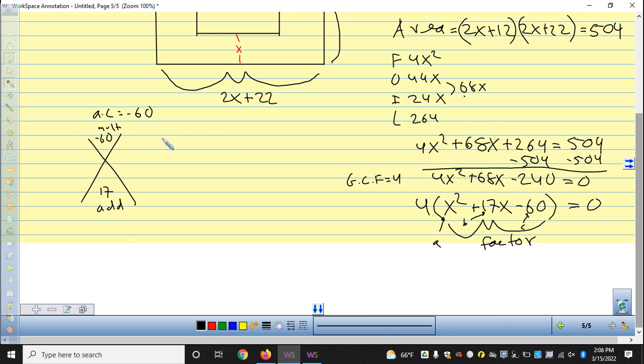So factors of 60. So I'm going to do those here. 60 is 1 times 60. Well, that's not going to get us to 17. 2 times 30. Well, that's not going to get us to 17. 3 times 20. Oh, that could get us to 17. 20 minus 3 is 17. And we know this has to be a positive and a negative. That's the only way we're going to get a negative number when we multiply. So this has to be positive 20 and a negative 3.